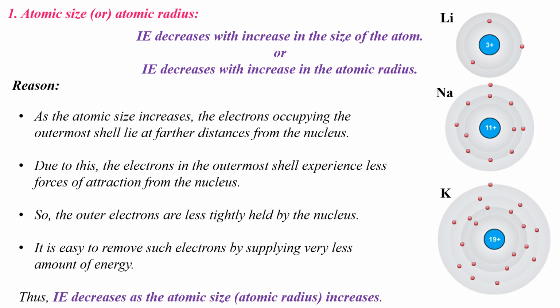Why so? As the atomic size increases, the electrons occupying the outermost shell lie at farther distances from the nucleus. Due to this, electrons in the outermost shell would experience less force of attraction from the nucleus. As a result, the outermost electrons are less tightly held by the nucleus. So it is easy to remove electrons which are less tightly held by the nucleus by supplying very less amount of energy, isn't it? Thus, ionization enthalpy decreases as the atomic size or the atomic radius increases.